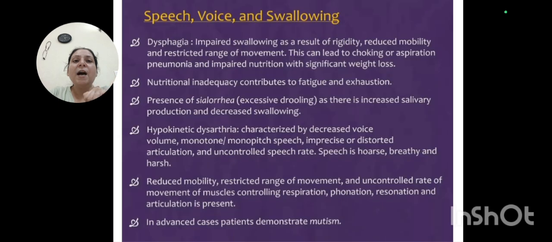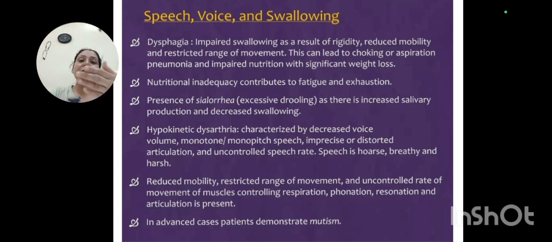Fine. And speech, voice and swallowing. The person will complain, I find it very difficult. I choke a lot. Whenever I drink water, I choke. I have to cough. There is activation of cough reflexes. This is because of rigidity of the swallowing muscles, lack of mobility and restricted range of motion, and there are more choking episodes. If it is more throughout the day, the chances of getting aspiration pneumonia are also more.